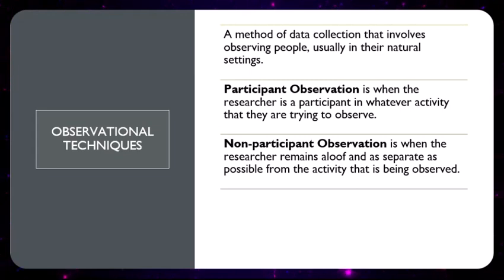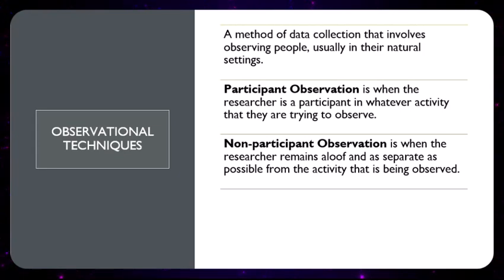Observational techniques, also called ethnography or field research, is a method of collecting data that involves observing people, usually in their natural settings. And this sort of observation can take the form of participant observation, when the researcher is an active participant in whatever activity they are trying to observe, or all the way towards the other end of the spectrum, which is non-participant observation, when the researcher remains as aloof and separate as possible from the activity that is being observed.